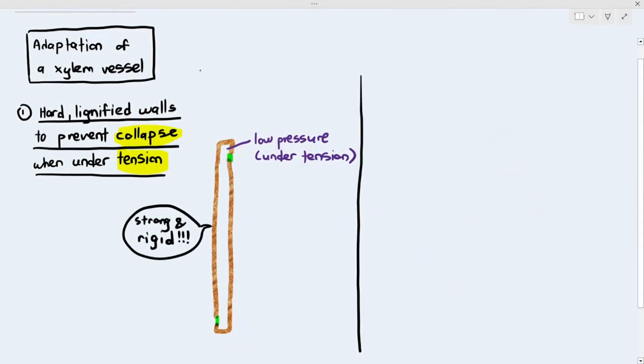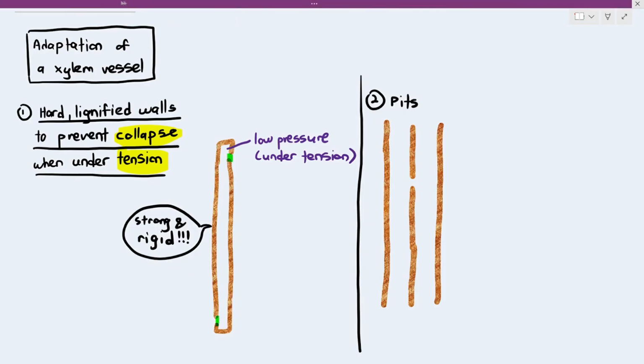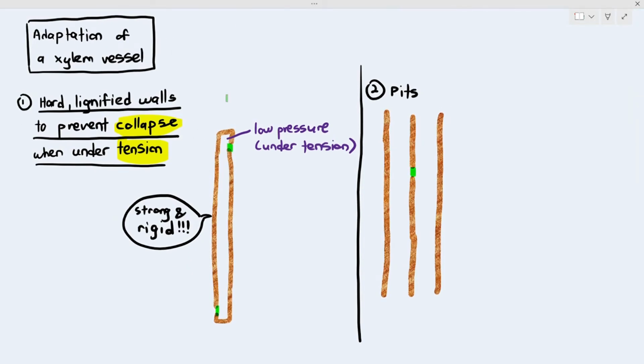The second thing that xylem vessels also have are pits. And pits, if you remember, are just the unlignified areas where it is just the cellulose wall, which I've highlighted in green. And pits are also important within the xylem vessels to allow lateral movement of water and minerals.